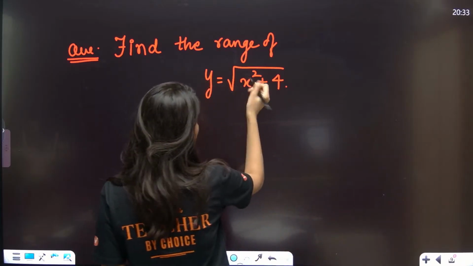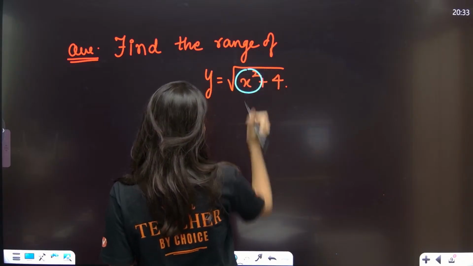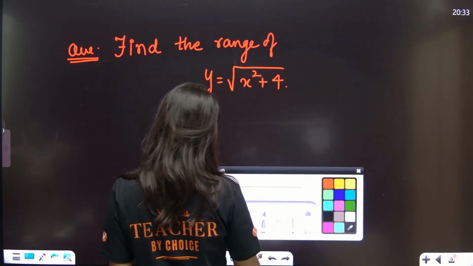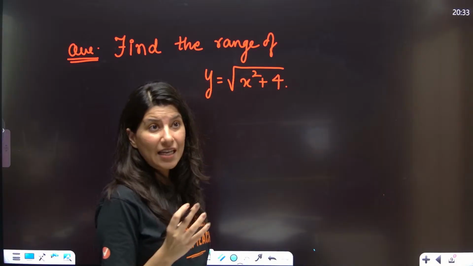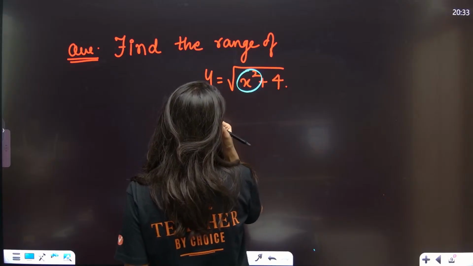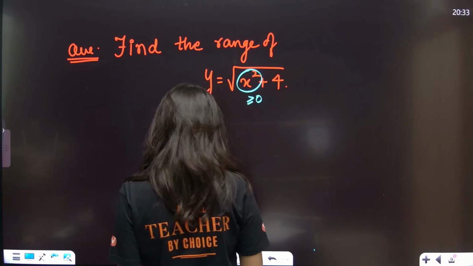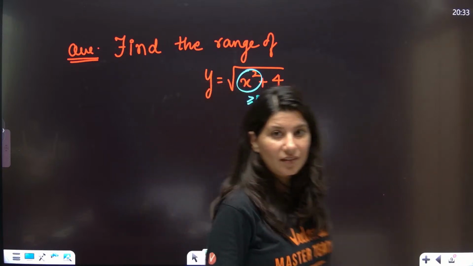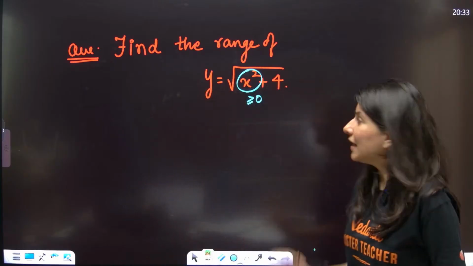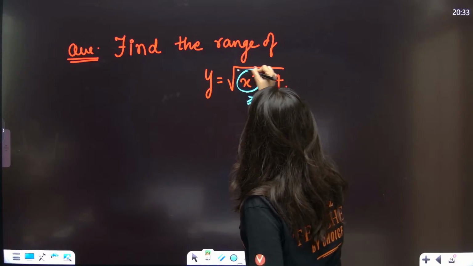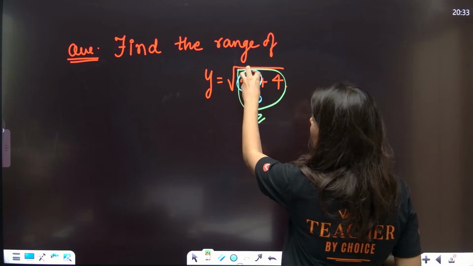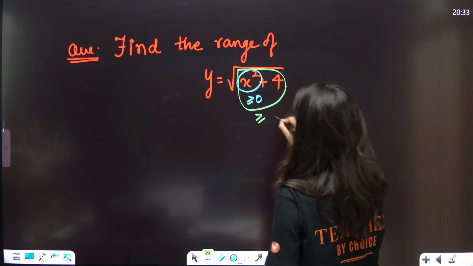Just tell me, this x square, x square is ranging from where? X square is always greater than or equals to 0. Correct? X square can never be negative. Everybody? Now, x square plus 4. So this whole thing will be greater than or equals to 4, since x square is greater than or equals to 0.